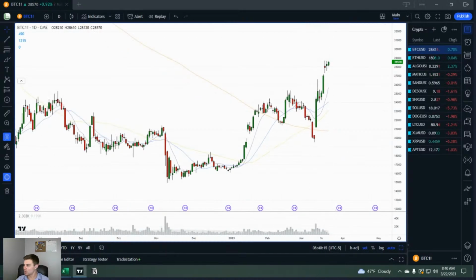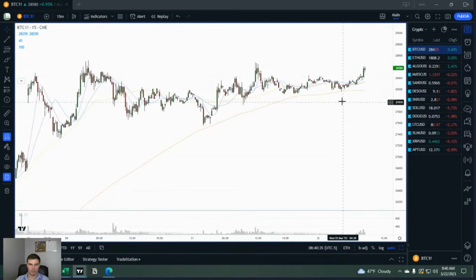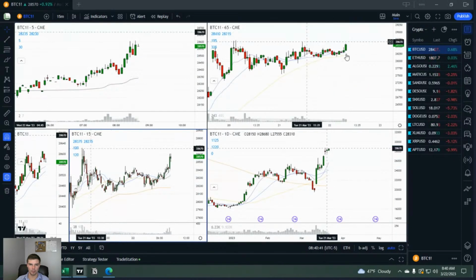So let's see what you're looking at here. Ascending triangle. Oh, whoa. What happened? There we go. Ascending triangle. What are you looking at? The 15-minute on Bitcoin? Yeah, no, it definitely is. It's not a bad pattern, but I would just be a little bit worried about the volume.